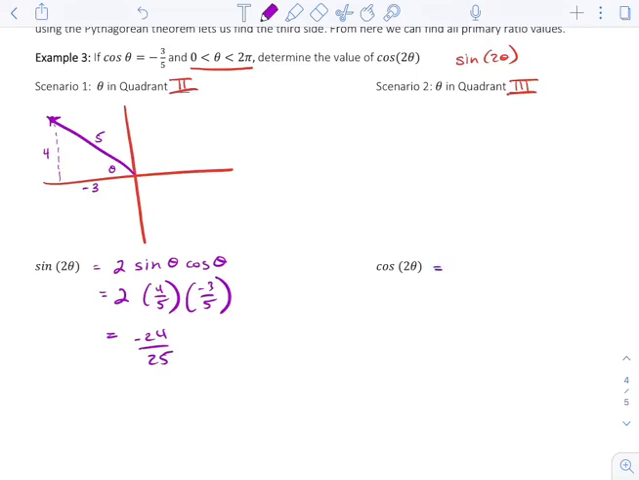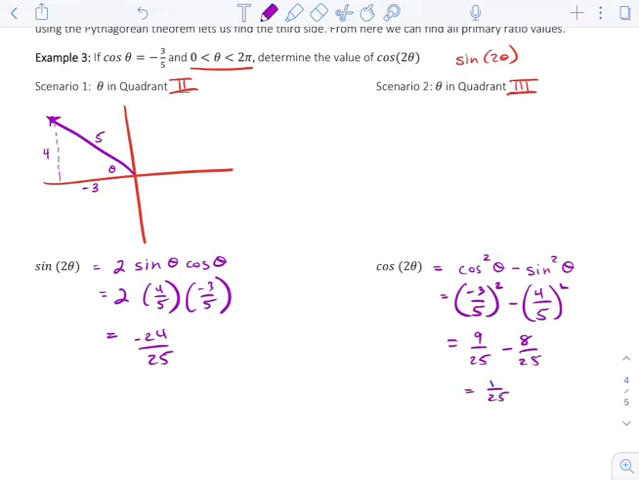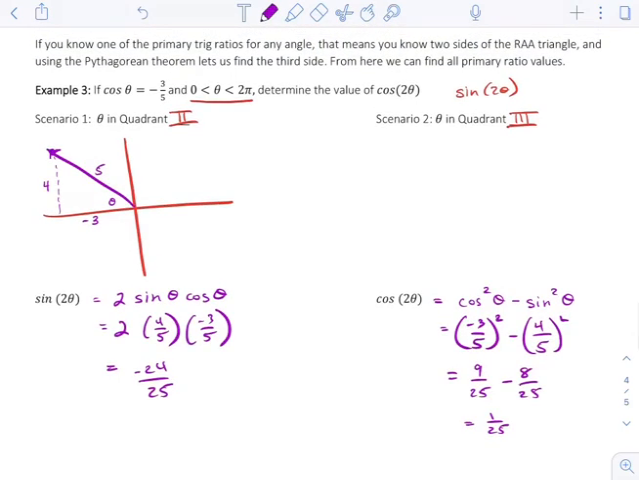So when I multiply all those through, we get negative 24 over 25. How about the cosine double angle? Well, I can use any one of the 3, I should say. Cos of that triangle in the second quadrant is negative 3 over 5, right? Adjacent over hypotenuse squared, minus sine, which is 4 over 5 squared. Now, when I work through, we get 9 over 25 minus 8 over 25, and we get 1 over 25. So those are my two values for sine double angle and cos double angle based on the information I was given. However, that's only for quadrant 2.